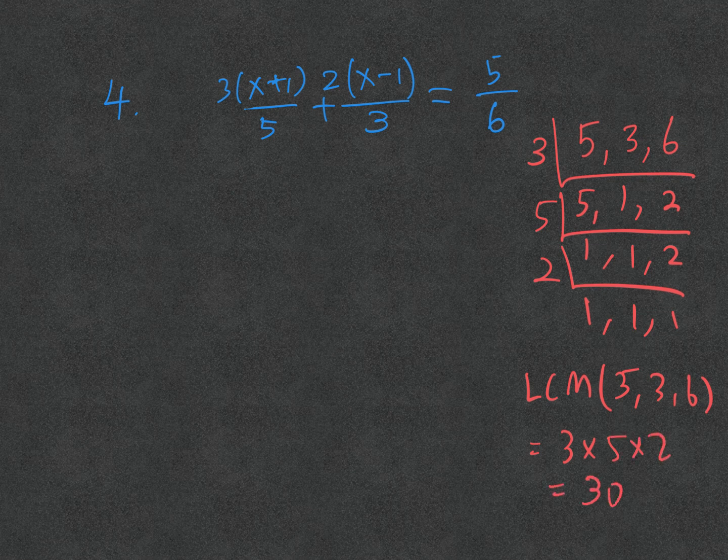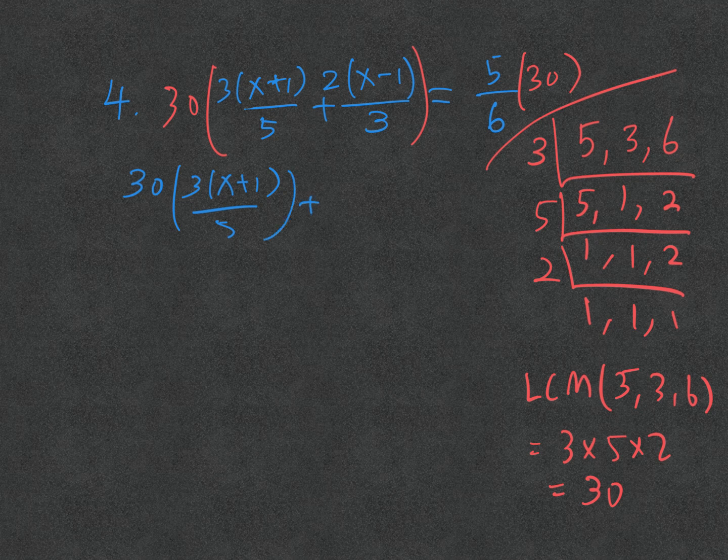Now, to get rid of the fractions in the denominators, which are 5, 3, and 6, I will multiply everything by the LCM, or the lowest common denominator, which is 30. Okay, so you can see that on the left-hand side, you end up with 30 times 3x plus 1 over 5, plus 30 times 2 times x minus 1 over 3, equals 5 over 6 times 30.